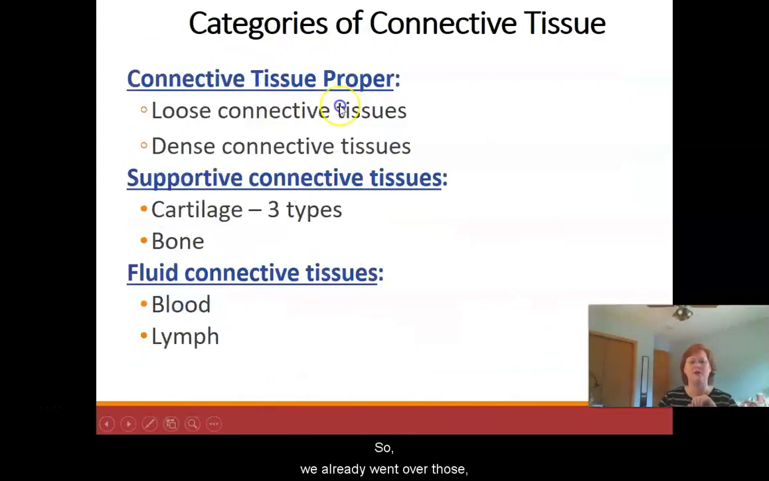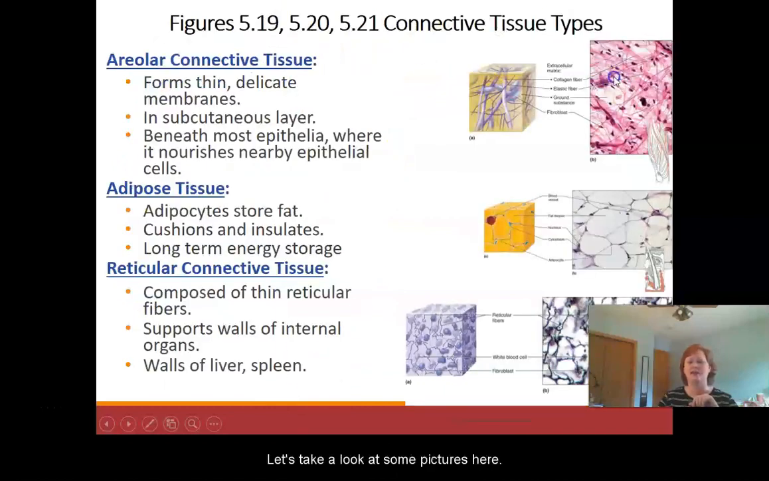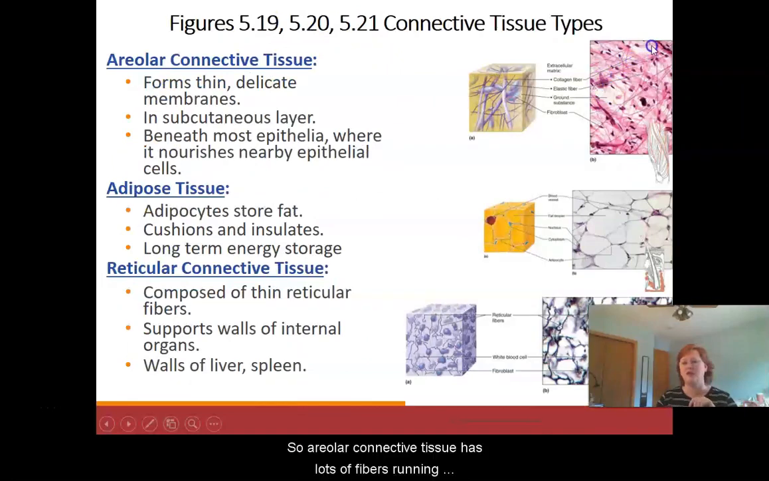So we already went over those, so we'll jump past that. We've got our different tissue types. Let's take a look at some pictures here. So areolar connective tissue has lots of fibers running through it, so all the little stringy things. Adipose tends to look like big bubbles.